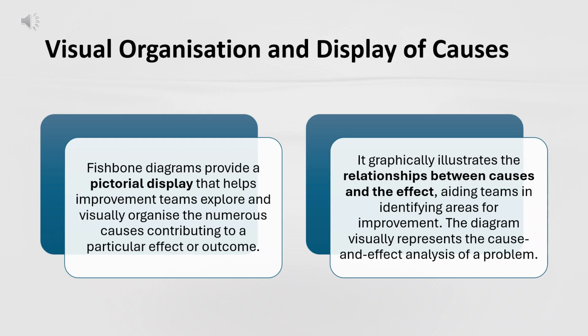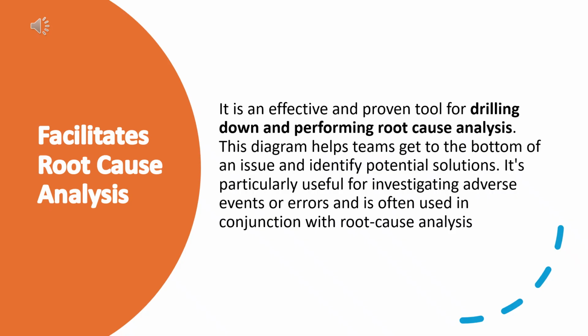Fishbone diagram offers clear visual organization of causes and sub-causes and helps the teams to explore and display as many factors as possible which are contributing to the effect. The pictorial representation aids in understanding the complex interrelationships and identifies key areas for improvement, making them accessible and actionable. Its main key factor is that it allows us to drill down and perform early root cause analysis, get to the bottom of the issue and identify possible solutions.